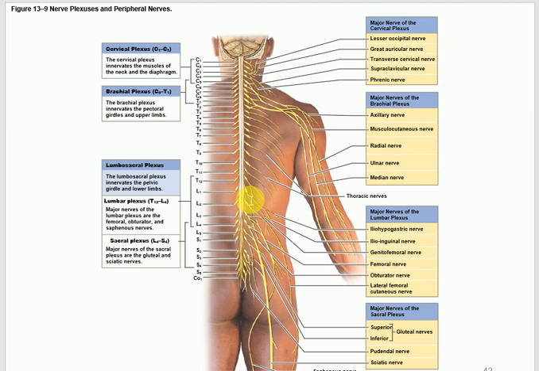C1 to C5, cervical plexus. C5 to T1, brachial. T12 to L4, lumbar. L4 to S4, this is sacral. You cannot be confused. Like this is 12. 12 what? Is it lumbar? Is it sacral? Which is the only one that we have 12? Thoracic. This has to be T, right? So T12 to L4, L4, L5.